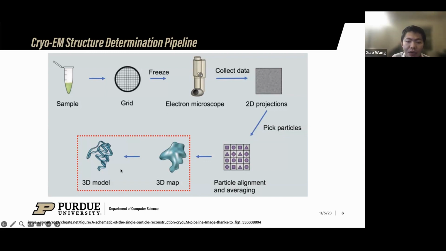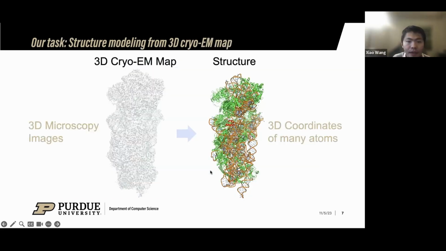And what we aim to do is to develop tools that help us to automatically determine 3D structures from the 3D map. So in short, structural modeling for cryo-EM maps means taking the 3D cryo-EM map as input, and we hope our tools can automatically determine the structures, which means determining the 3D coordinates of many atoms and the different atom types at different positions.